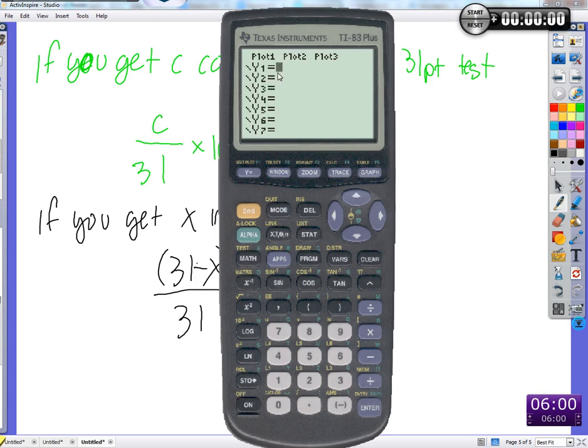So I can put expressions over here, and then it'll let me put in different numbers, whatever number I choose for X, and it'll tell me the result of that expression, the value of that expression for a given value of X.